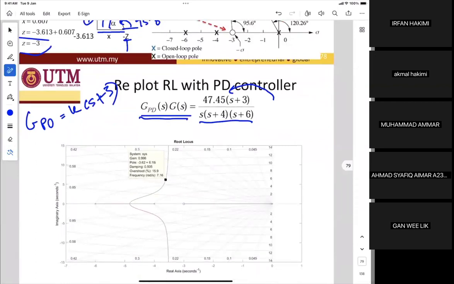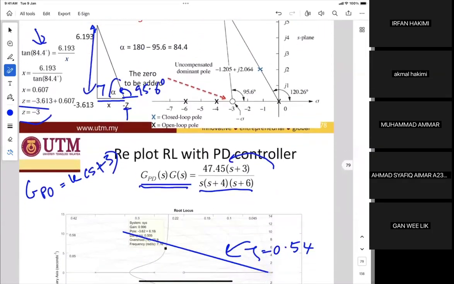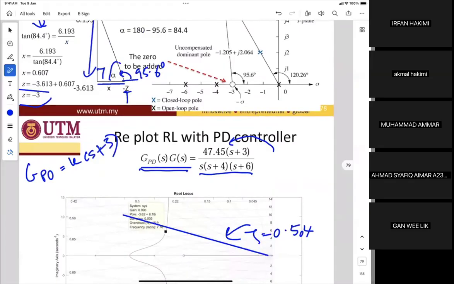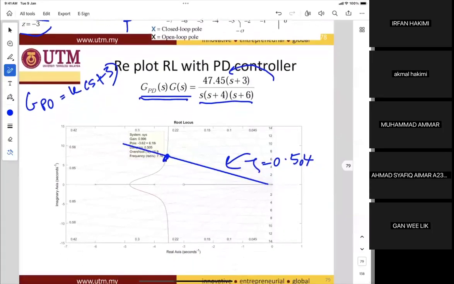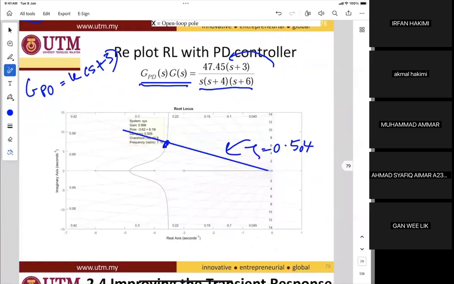Right, so from there, this is the damping ratio line, zeta 0.504. The root locus has changed shape since there is a zero at minus 3. So this is the origin, this is the minus 4 pole, and this is the minus 6.